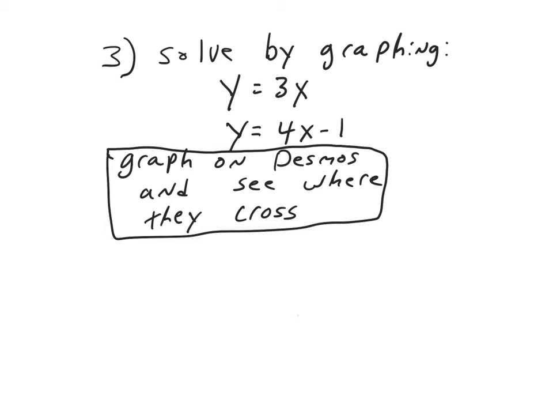Number 3 says solve by graphing, and they give you a system of equations. We have y equals 3x for our first equation, and y equals 4x minus 1 for our second. So go ahead and pause the video, go to desmos.com, graph both of these lines and see where they cross. Where they cross, that's going to be the answer.